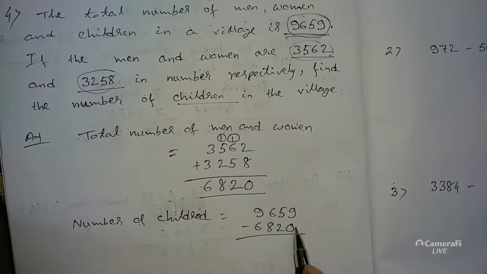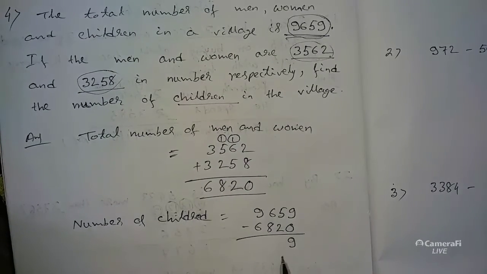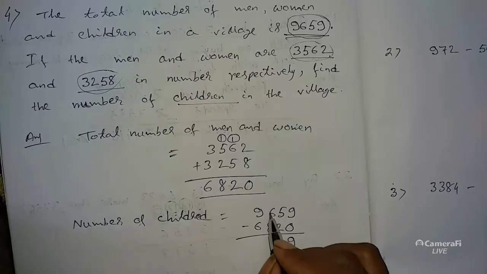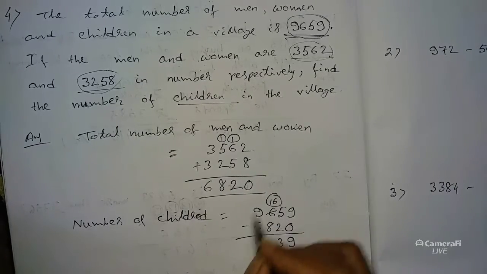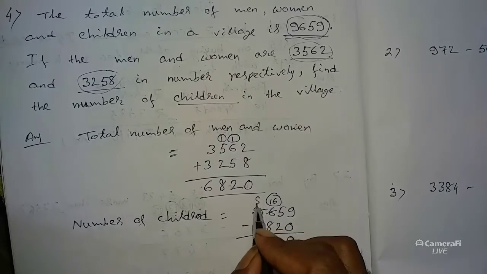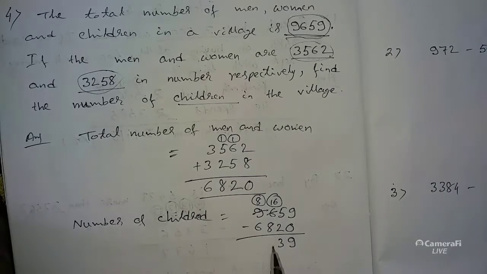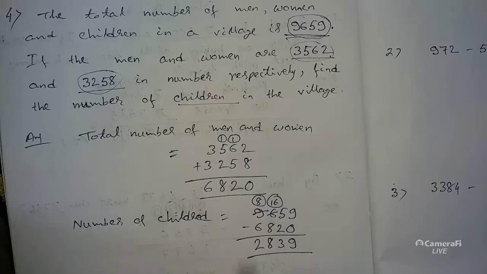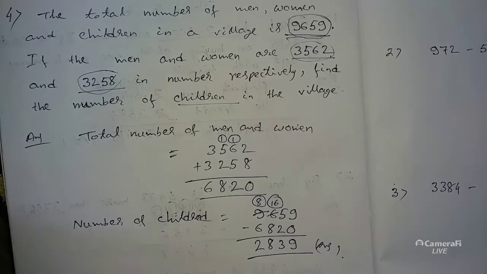subtract it. 9 minus 0 is 9, 5 minus 2 is 3, 6 minus 8 not possible, so consider it as 16. Borrowing 1 from here, it becomes 8. 16 minus 8 becomes 8, 8 minus 6 becomes 2. So this is the number of children, it becomes the answer.